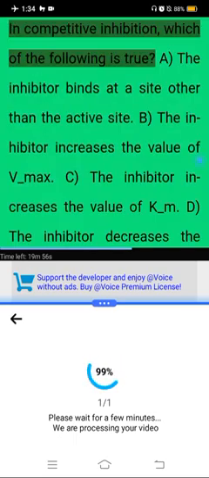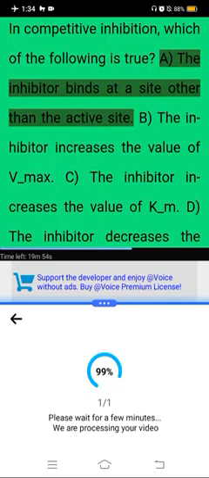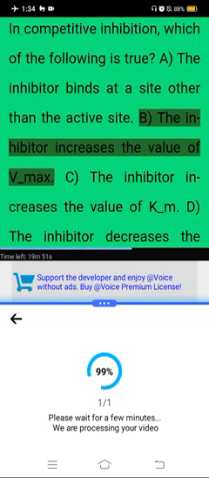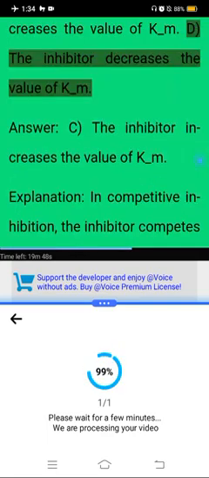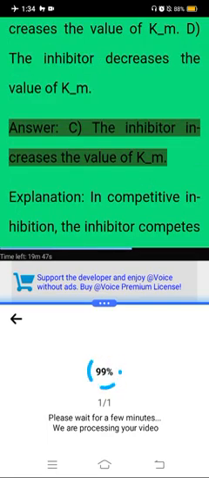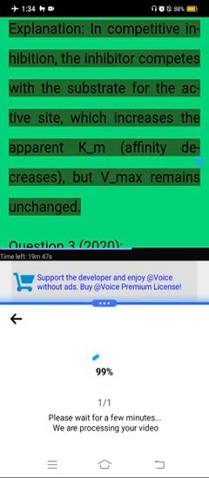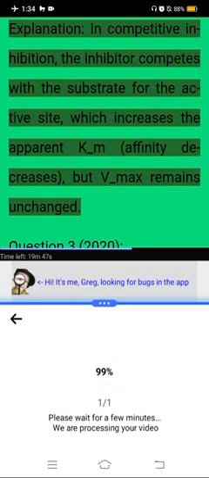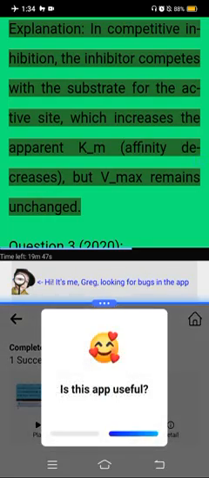Question 2, 2018. In competitive inhibition, which of the following is true? A. The inhibitor binds at a site other than the active site. B. The inhibitor increases the value of V_max. C. The inhibitor increases the value of K_m. D. The inhibitor decreases the value of K_m. Answer. C. The inhibitor increases the value of K_m. Explanation. In competitive inhibition, the inhibitor competes with the substrate for the active site, which increases the apparent K_m, so affinity decreases, but V_max remains unchanged.